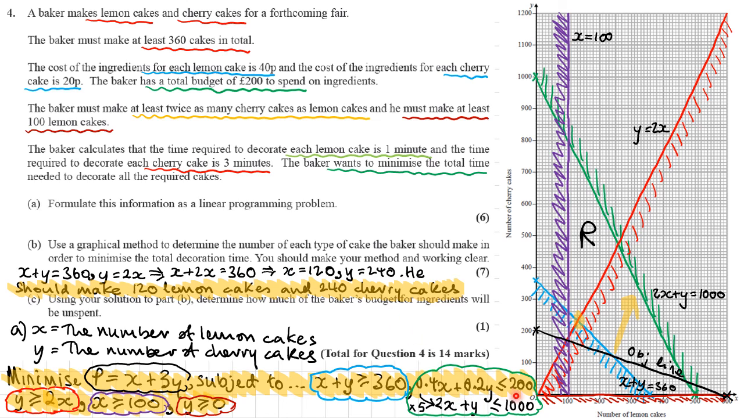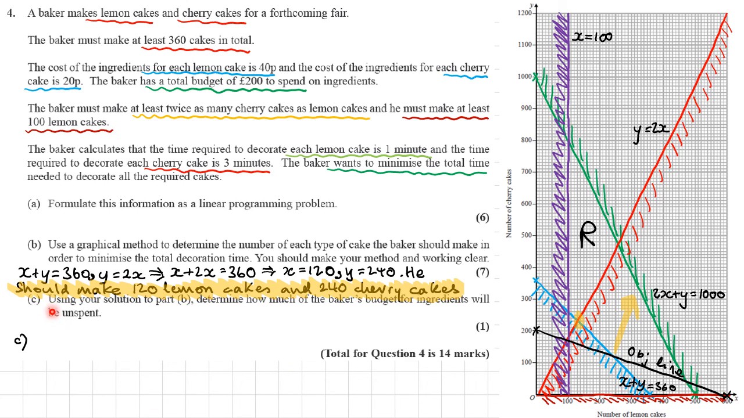And lastly, part C, using your solution to part B, that's the solution we've got here, determine how much of the baker's budget for ingredients will be unspent. So if we go back in the question, they've got a total budget of £200. Now, if they're going to be making 120 lemon cakes and the ingredients for each lemon cake is 40p, so if you do 120 times 40p, we get a cost of £48.